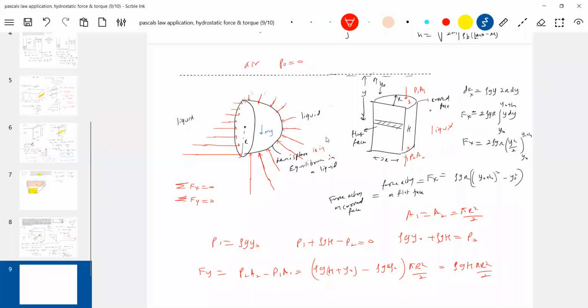Tell me, h pi r square by 2, what is it? Volume immersed. What is Vi? Volume immersed of the body. So therefore, what is the net force exerted by the liquid on a solid object when it is fully immersed? Nothing but volume immersed into density of liquid into g. Don't write weight. Later I'll come to that, when I'm not bothered about other things.